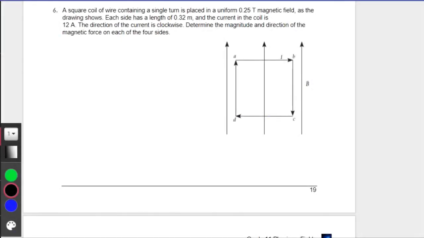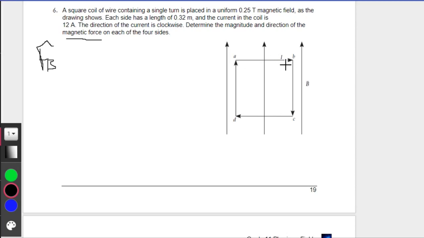Number 6. A square coil of wire containing a single turn is placed in a uniform 0.25 Tesla magnetic field, as the drawing shows. Each side has a length of 0.32 meters, and the current in the coil is 12 amps. The direction of the current is going in the clockwise direction as the arrows point. Determine the magnitude and direction of the magnetic force. So again, we're going to be looking for what is our magnetic force FB at the wire AB, at BC, at CD, and at AD or DA, whatever you want to call that.